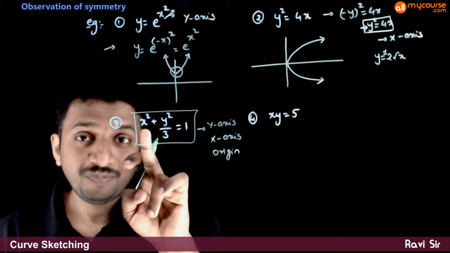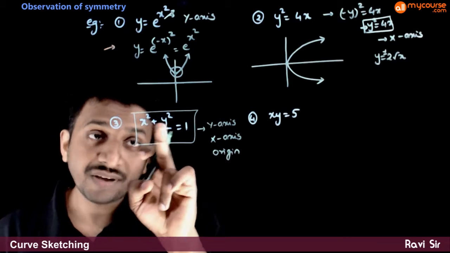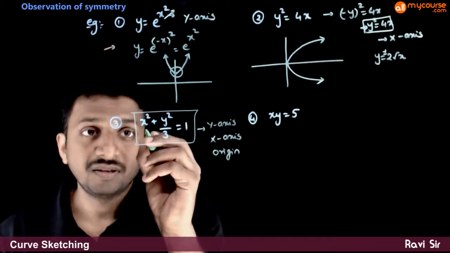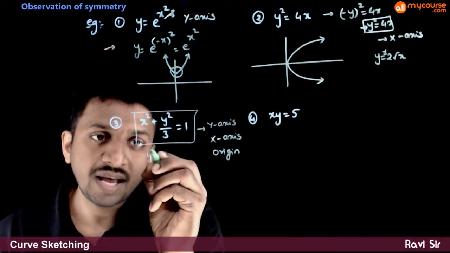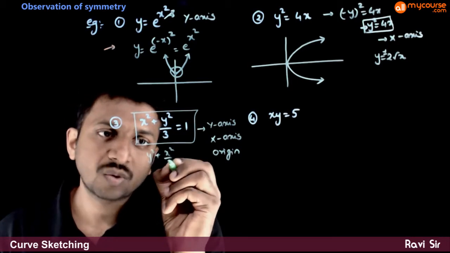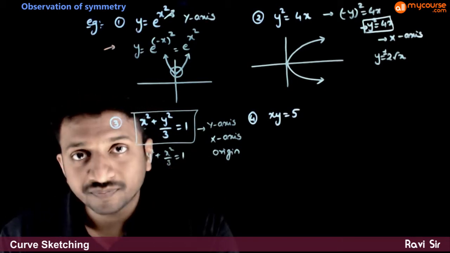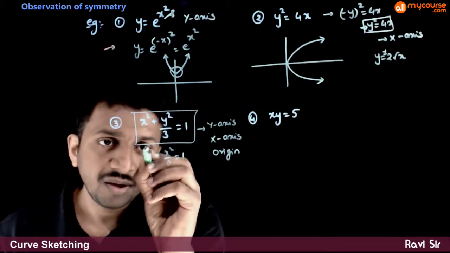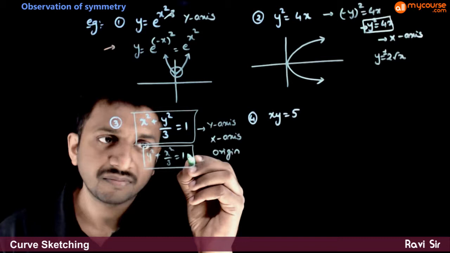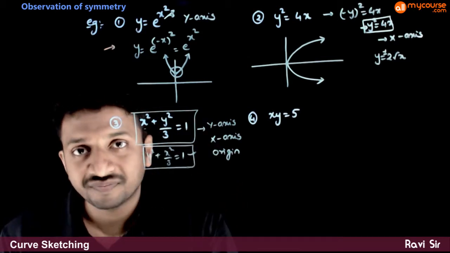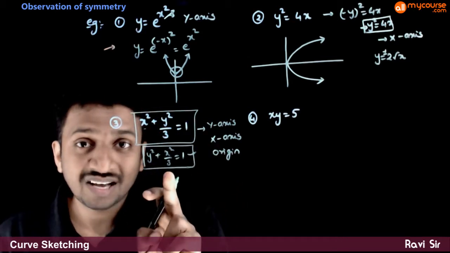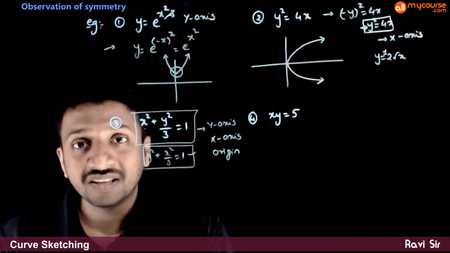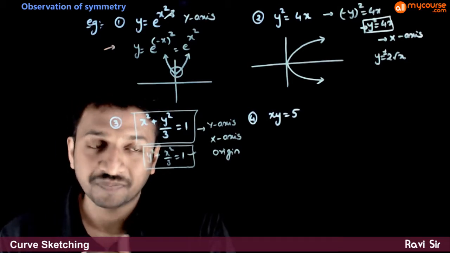And put y in the place of x, x in the place of y. So instead of x you put y. So y square plus x square by 3 is equal to 1. You can see that the curve is changing. This curve is different from this curve. Hence, this curve is not symmetric about the line y is equal to x.